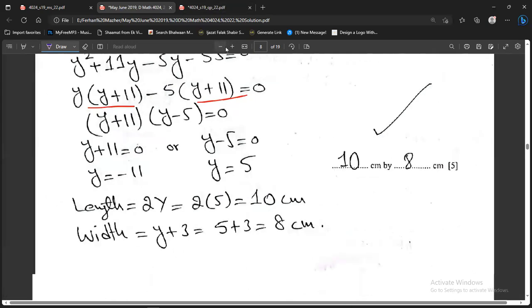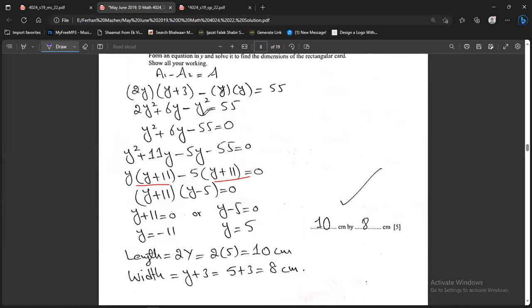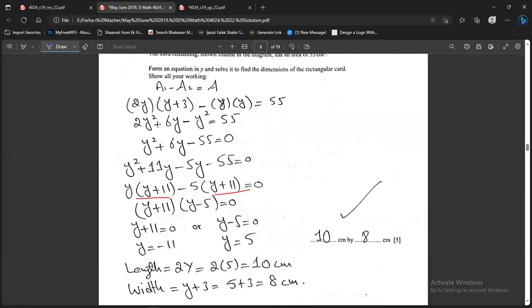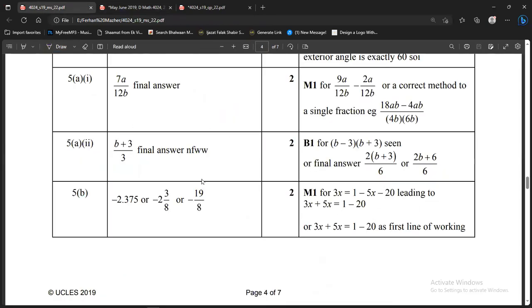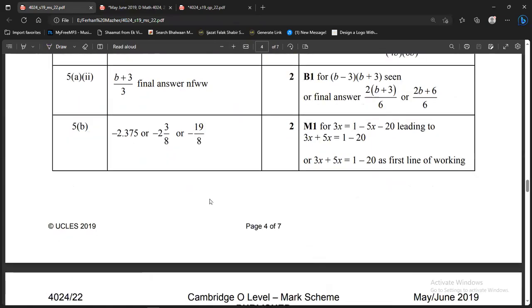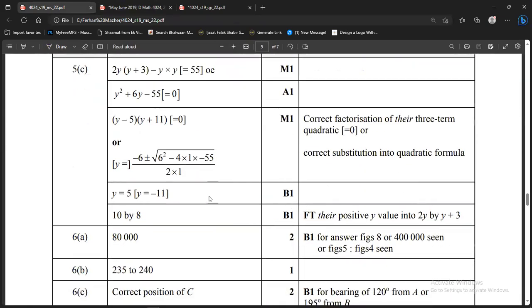So let me reduce the size so you can see the whole question together. And this is the solution of that question. And this is the answer, sir.